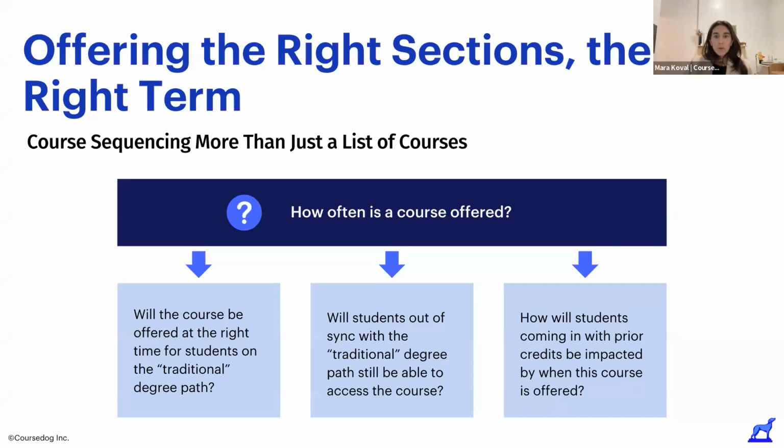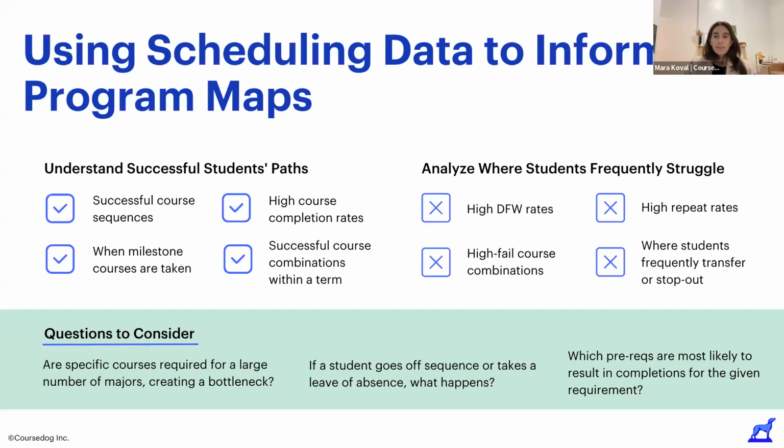Absolutely. So I want to close out today by talking about how student audit data can help build successful program maps. Looking at student audit and success data, institutions can gain insight into what successful program maps might look like. This data looks at the historical degree audit data of students who successfully completed the program. And this helps administrators build program maps that take into account considerations such as which courses are most popular for students to take to meet a given requirement, which sequences of courses are most likely to lead to success, when milestone courses should be taken, and which courses should be taken together in a given term.